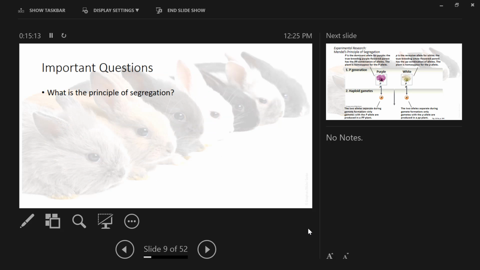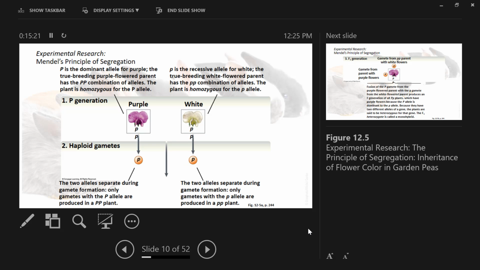All right, so what is the principle of segregation? Let's go back to this one character cross. Here's our P generation. We would call these individuals true breeding Y.